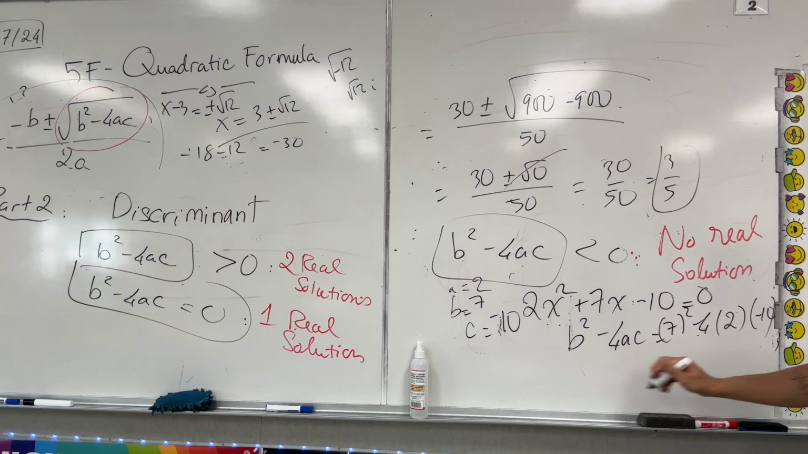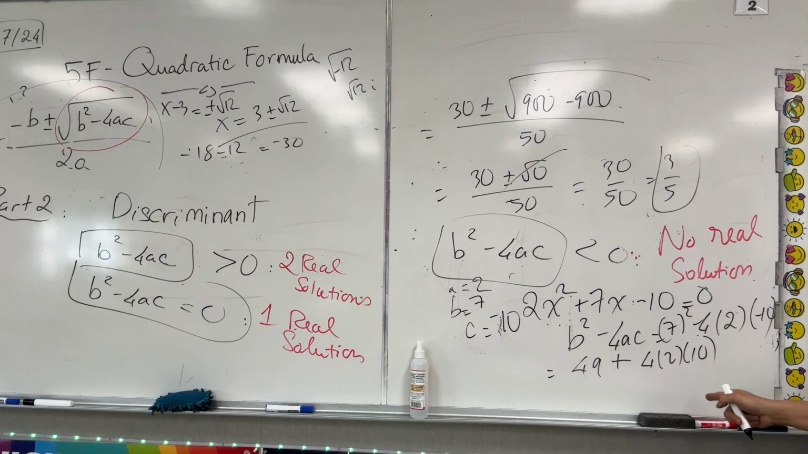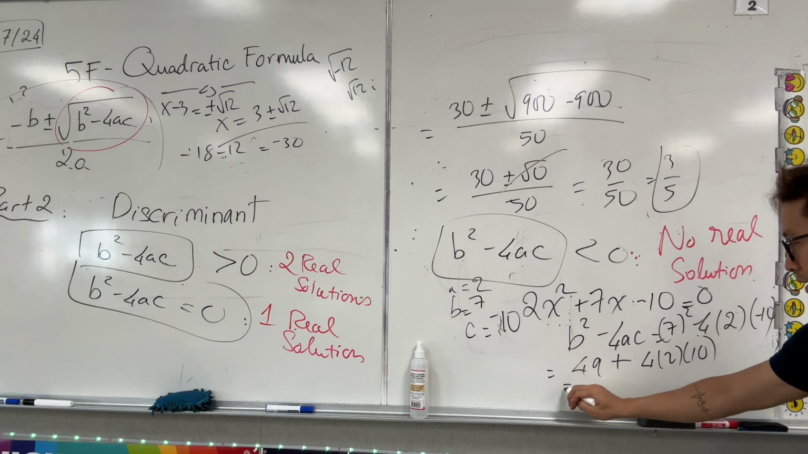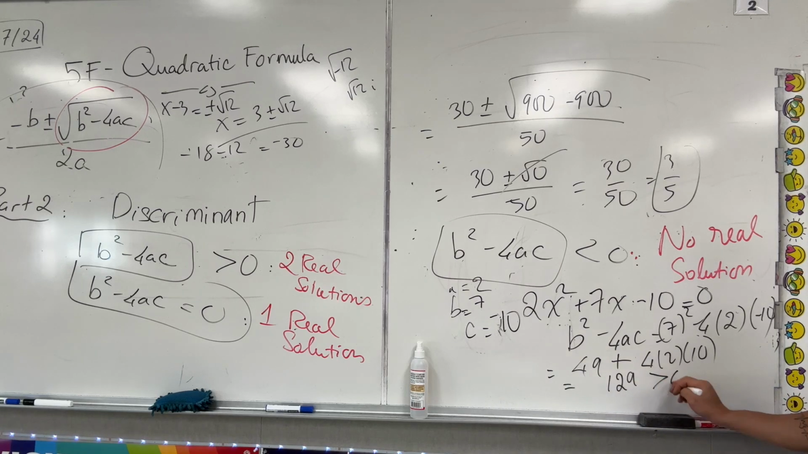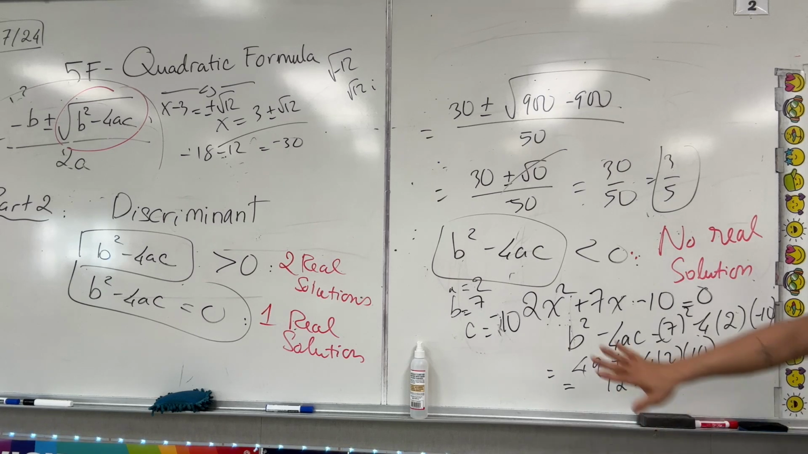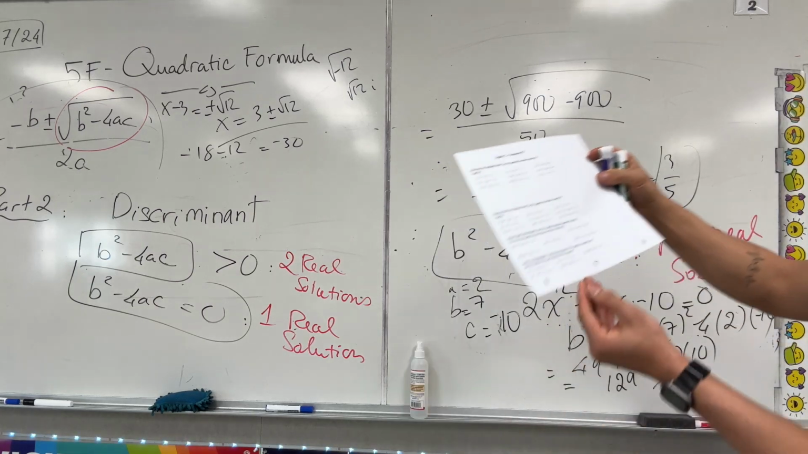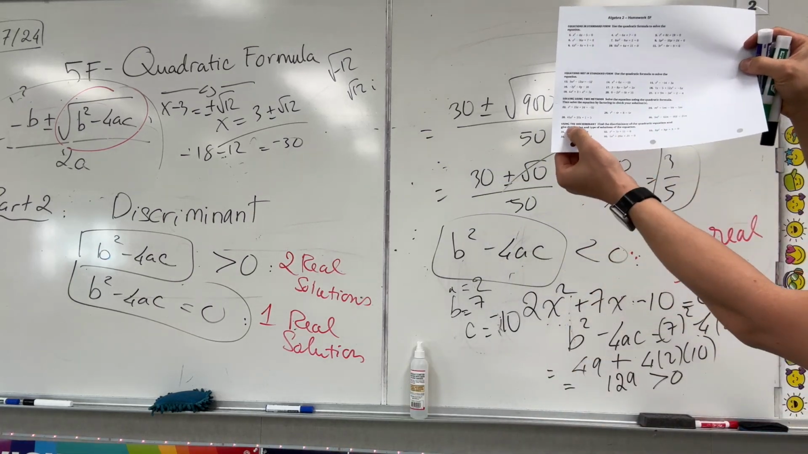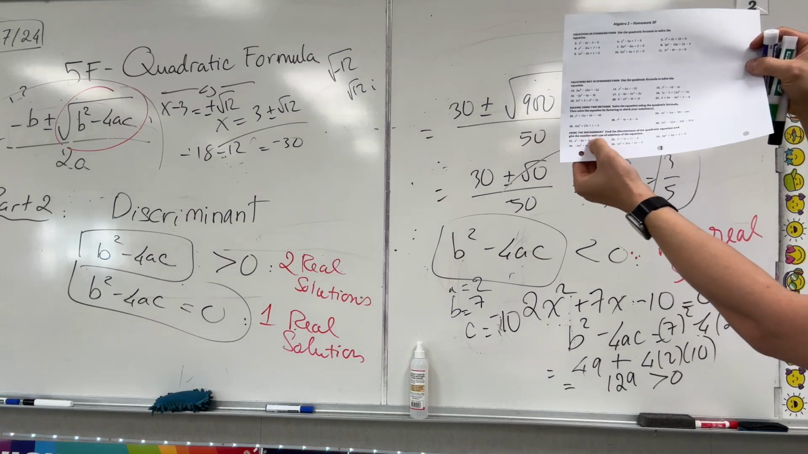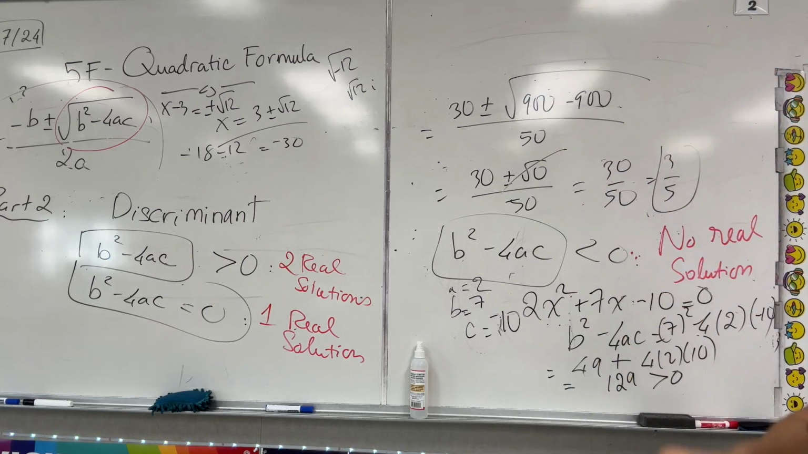I don't think you need to calculate it. Look at this. You have 49, and negative and negative become positive, so you have positive 4 times 2 times 10. For sure it's going to be positive, right? That's 80, and then you have 129. That's positive. So how many real solutions? 2. That's it. You don't need to solve it. Make sense? So part of your homework, I think the last part: use the discriminant to find the type of solution. Okay? That's it.